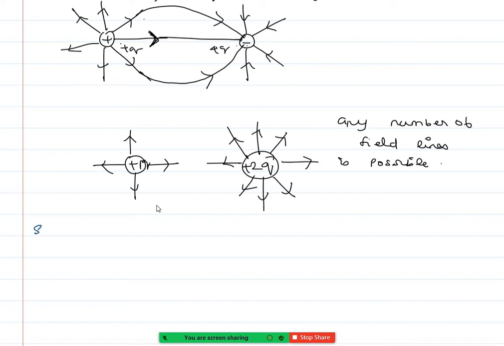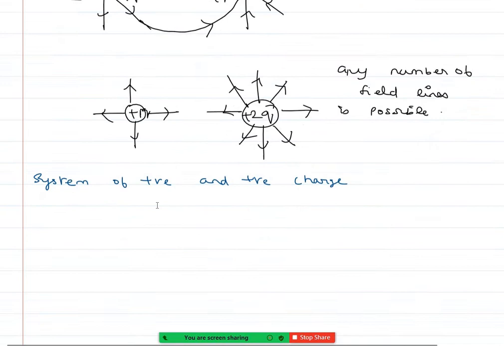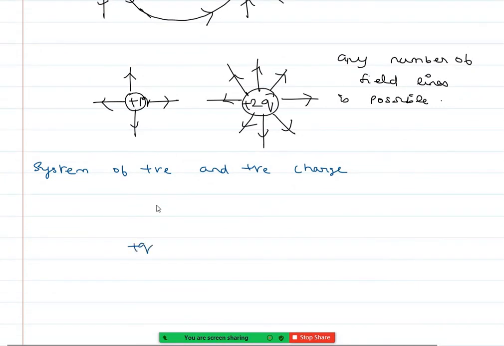Next, with the system of positive and positive charge. So I am taking equal charge only. So two equal positive charges. As usual, you draw the electric field lines. It will be pointing outward.